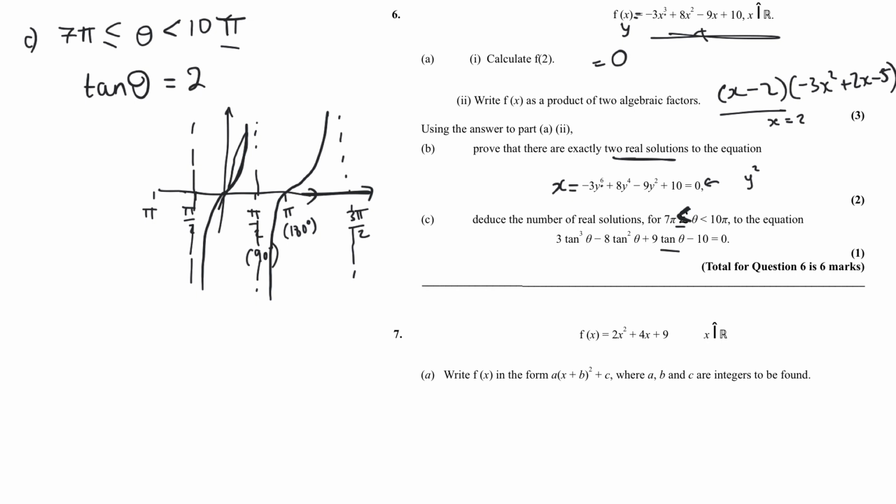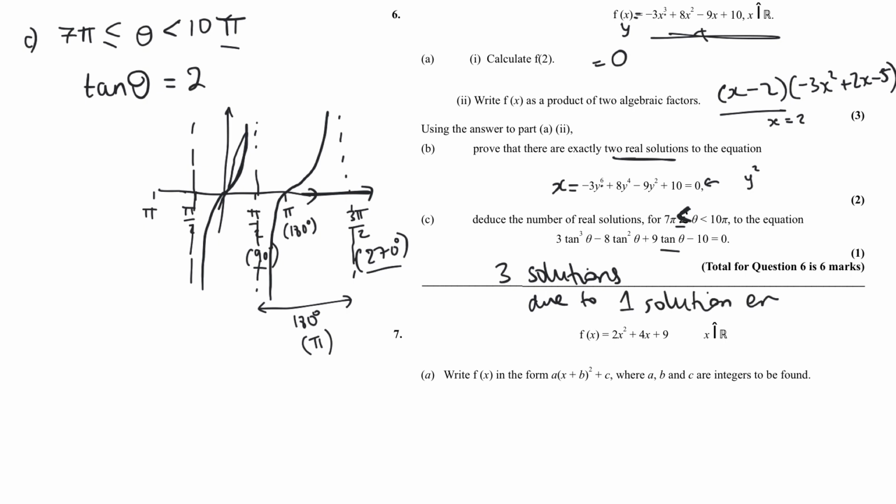Okay, so if you have solutions between, for instance, 270 and 90 degrees, that's a gap of 180 degrees, aka every pi. So for every pi value, you've got a solution. So if you've got from 7 pi to 10 pi, we're going to have 3 solutions. And I just wanted to draw that out to make that make sense. 3 solutions due to 1 solution every pi. So that's how we would answer question 6.